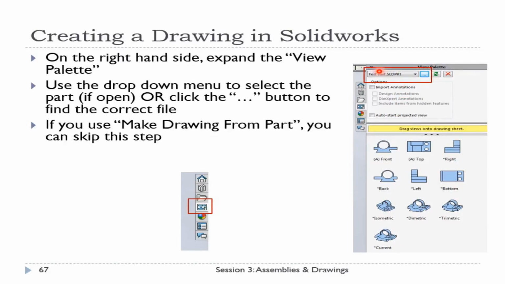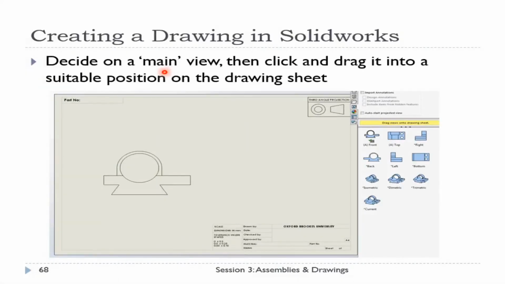On the right hand side of your SolidWorks window, we have a view palette. Once you click that, you can expand it, and from the drop down you can select the part that you would be using in the drawing. So this would be called test part. If you use a different name, it would appear in the list, or you can just browse to any part or assembly. The other option, similar to the assembly, is to use make drawing from part. But once you have selected the part, you would see the default views which you can simply insert onto the drawing sheet by dragging.